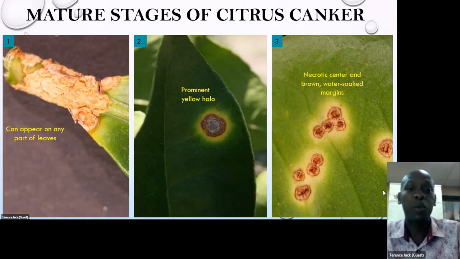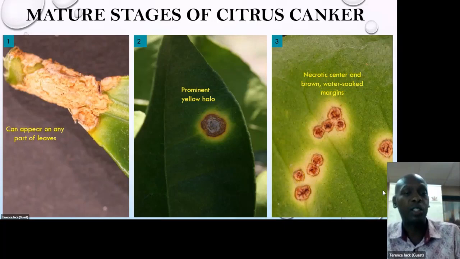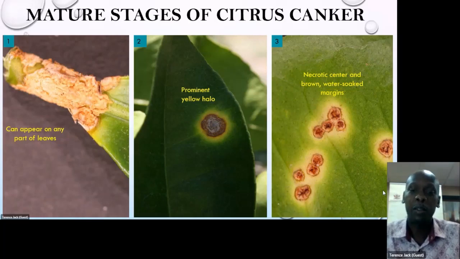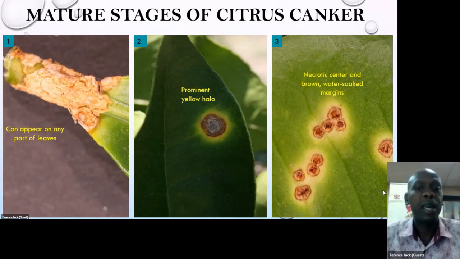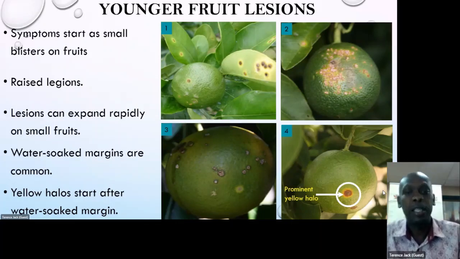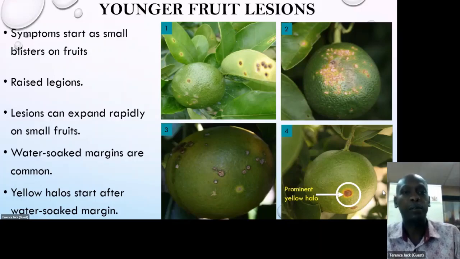As well, in picture number 1, you can see that citrus canker does not only affect the leaf, it will even appear on the petiole of the leaf. So, as I said, the most distinguishable feature is that corky-like lesion, the water-soaked margins, surrounded by that prominent yellow halo that surrounds the citrus canker lesions.